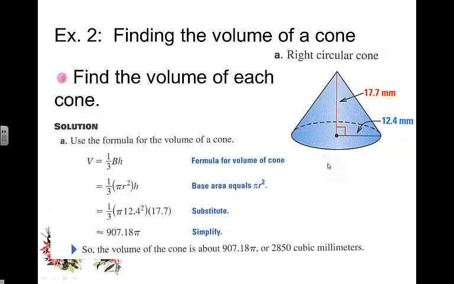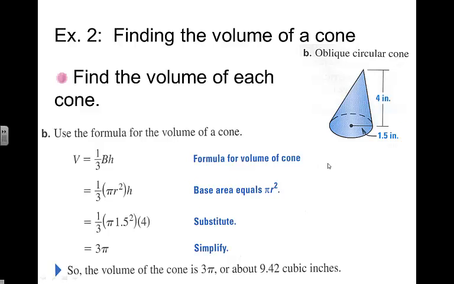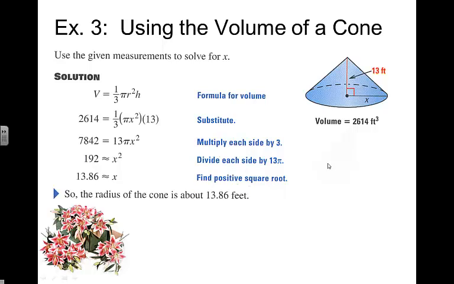So let's look at this one. Alright, if you look down at the solution, we have volume equals 1/3 the area of the base times the height. We know the area of the base is going to be pi r squared, so that's pi times 12.4 squared. So we have 1/3 times pi times 12.4 squared times 17.7, which will end up around 907.18 pi. Alright? This is the same type of thing. Go over this, press pause, go over this problem, and then you should be good to go with the volume of a cone.